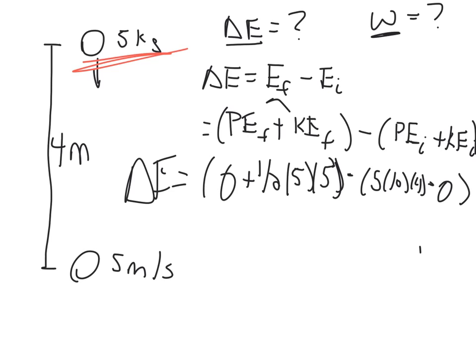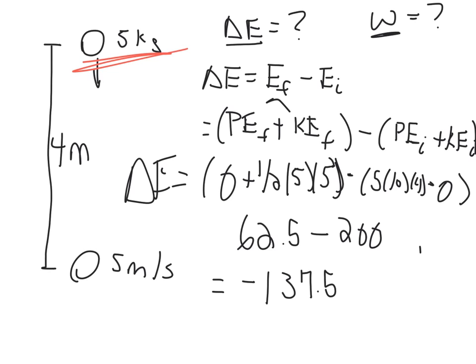So 25 times 5 is 125, times 1/2 is 62.5. Minus my initial. So 5 times 10 times 4 is 200. So when I simplify that, I get a negative 137.5, and that is joules.